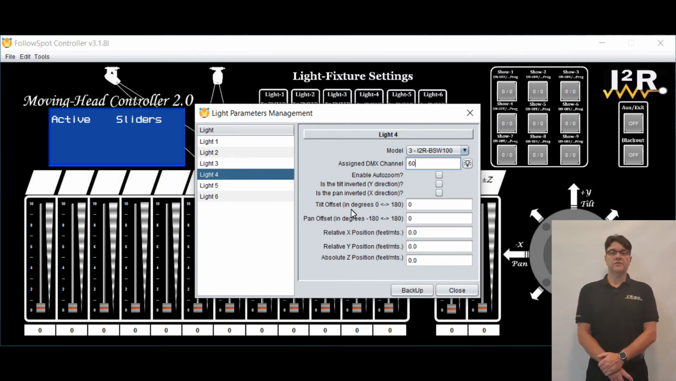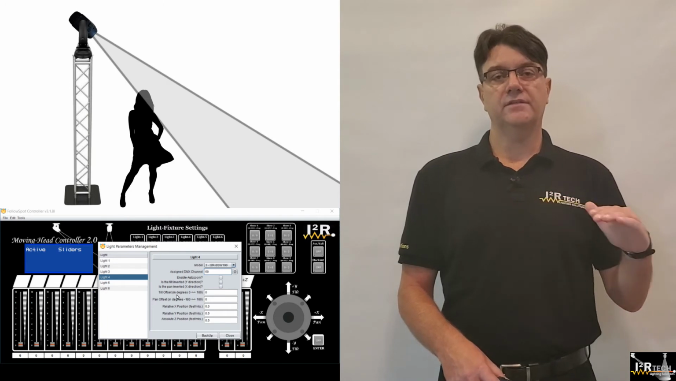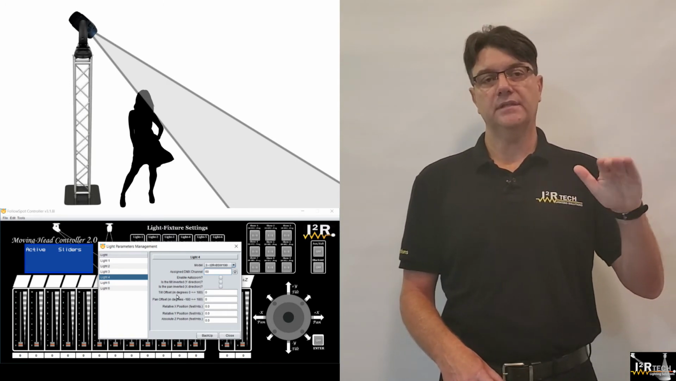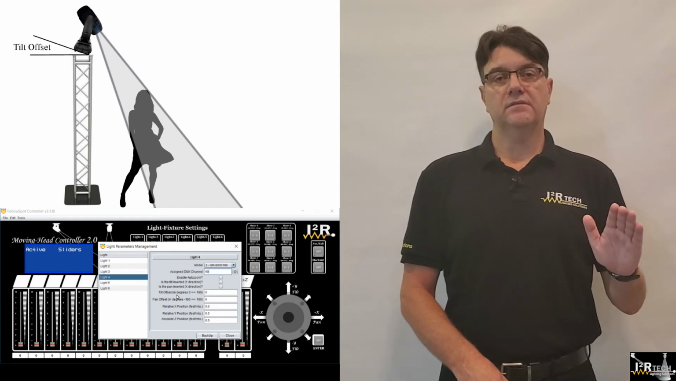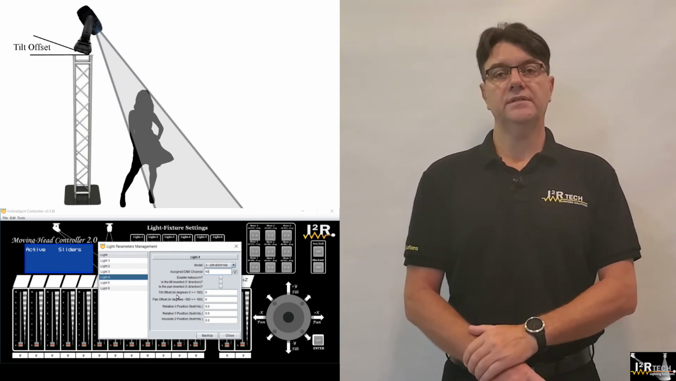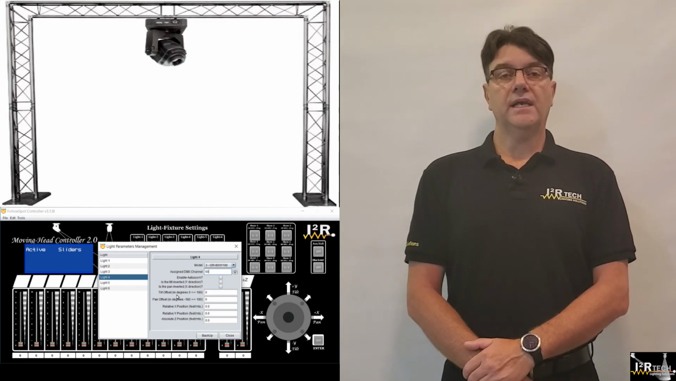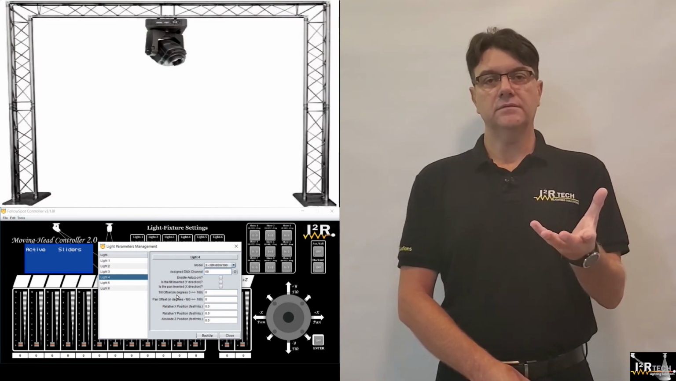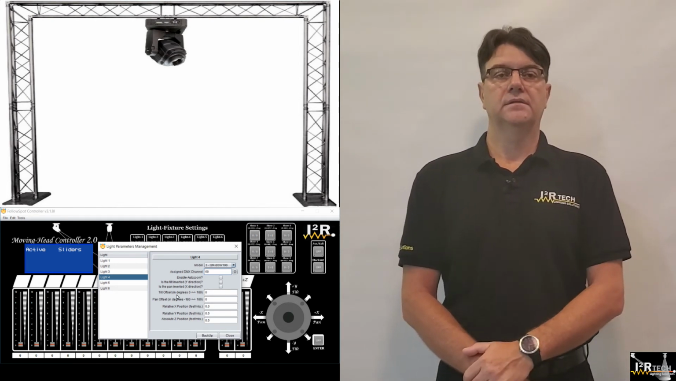This tells the controller how the lights are physically positioned. For example, if the light is placed on a flat surface, the tilt offset angle is 0 degrees. If the light is tilted forward by 45 degrees, the tilt offset angle is 45 degrees. If the light is hanging upside down, the tilt offset angle is 180 degrees.